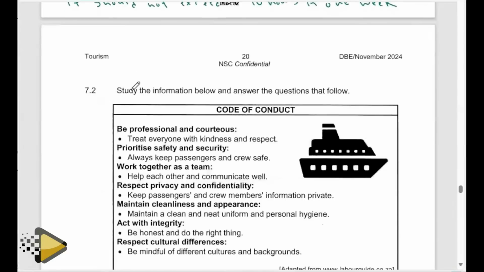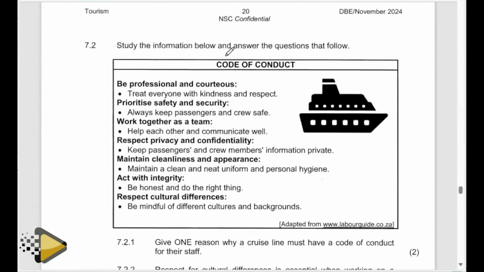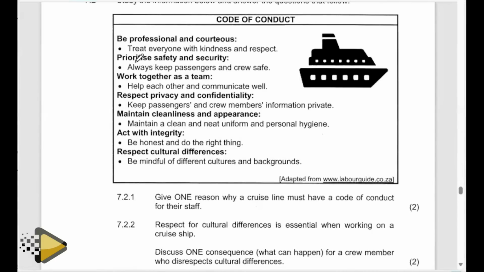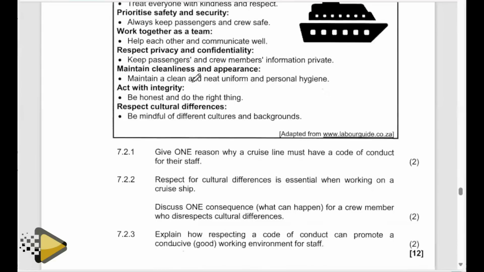Then moving on to the next question, 7.2. Study the information below and answer the questions that follow. Code of conduct: be professional, be cautious. Then prioritize safety and security. Always keep passengers and crew safe. Work together as a team. Then respect privacy and confidentiality. Maintain cleanliness and appearance. Act with integrity. Respect cultural differences. Give one reason why a cruise line must have a code of conduct.